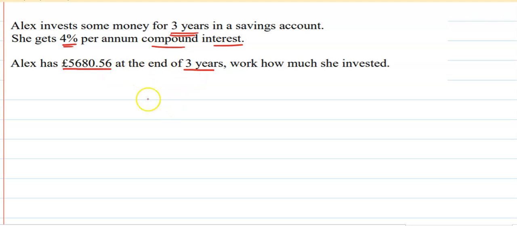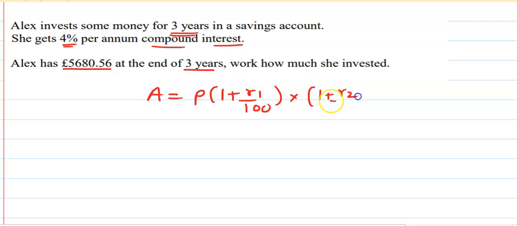So at the end of 3 years, I have already given you this formula. This is for 3 years, so let's write down the 3-year formula: 1 plus R1 over 100 times 1 plus R2 over 100 times 1 plus R3 over 100. So for 3 years, this is the formula.